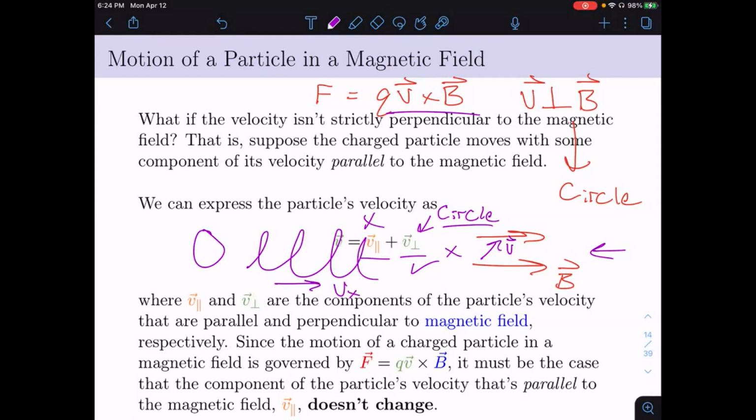So all that's to say, helix if you've got two components, circle if it's only perpendicular. That's how I would sum that up. So a lot of words, but that's how I would sum that up.